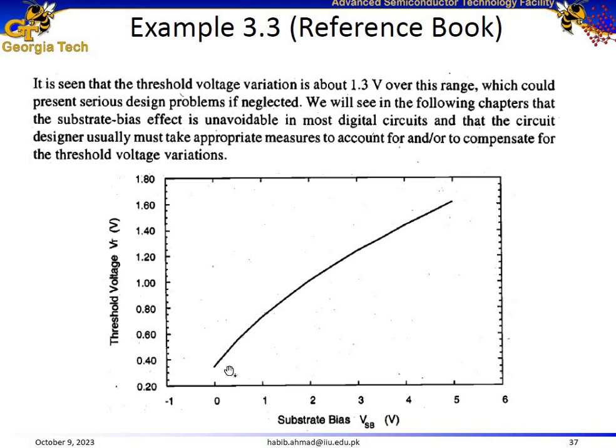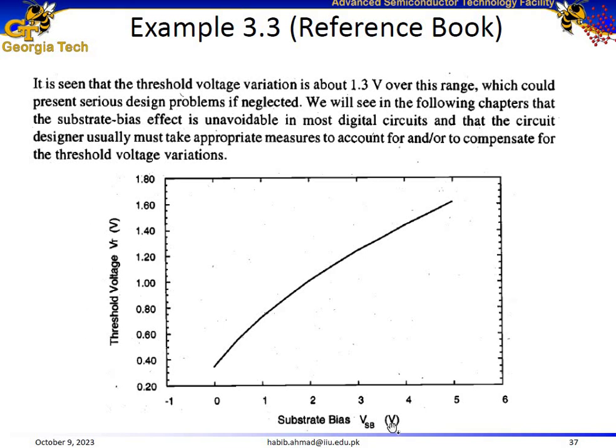We can use MATLAB in order to plot this. So now we see that the threshold voltage ranges from roughly 0.4 to approximately 1.7. There is a variation of 1.3 volts. At 0 substrate bias, in the previous example, the threshold voltage came out to be 0.4 volts. But now we see that at 1 volt substrate bias, it increases to approximately 0.7 volts. And then at 5 volts, it increases to approximately 1.6, 1.7 volts. Which means that if we apply a substrate bias, the threshold voltage would increase.